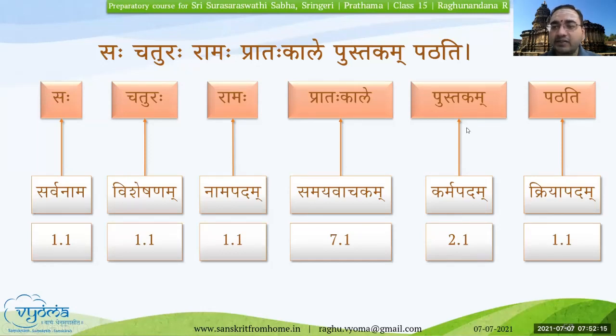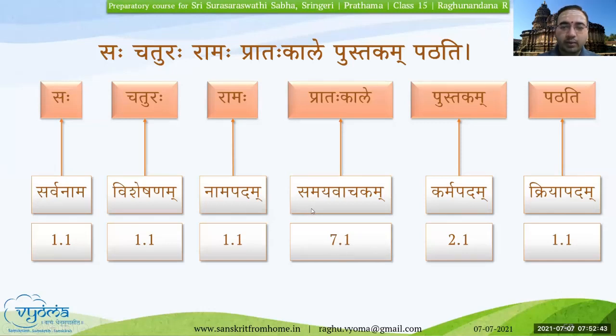Karma padam is denoted by dvitiya vibhakti, and hence it is dvitiya vibhakti. Pustakam, pustake, pustakani. Again in dvitiya vibhakti it is pustakam, pustake, pustakani. So the dvitiya vibhakti word pustakam is the correct one present here. And pratah kale, the one which depicts the time, at what time or in what location, will be in saptami vibhakti, and hence here pratah kale will become saptami vibhakti.